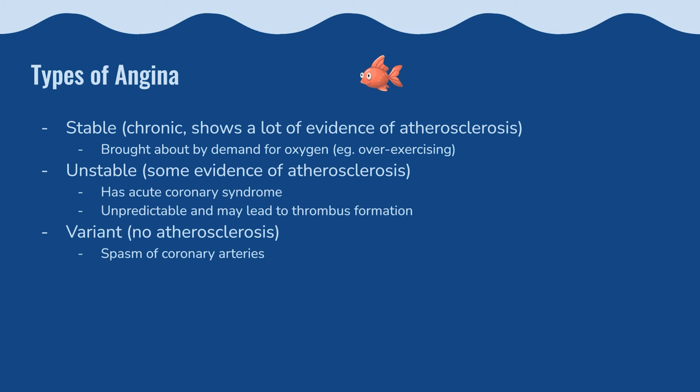And then there's also variant angina. Variant angina is caused by the spasm of coronary arteries. There's no atherosclerosis in this type because it kind of comes and goes. It's just when the coronary arteries spasm that the angina comes on, whereas stable is pretty much constant, and unstable sometimes comes, sometimes goes.